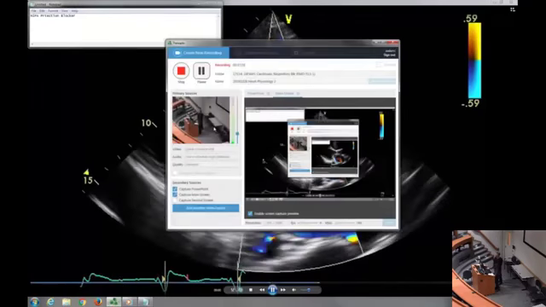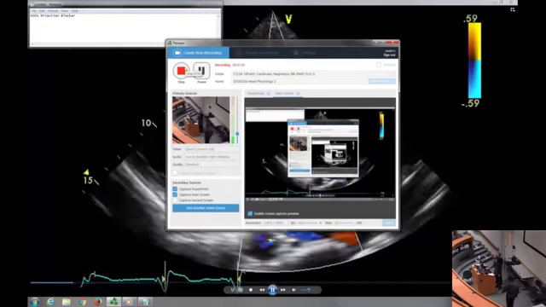Close it after you stop the recording. That way, because when I close it, they'll be able to see the name.